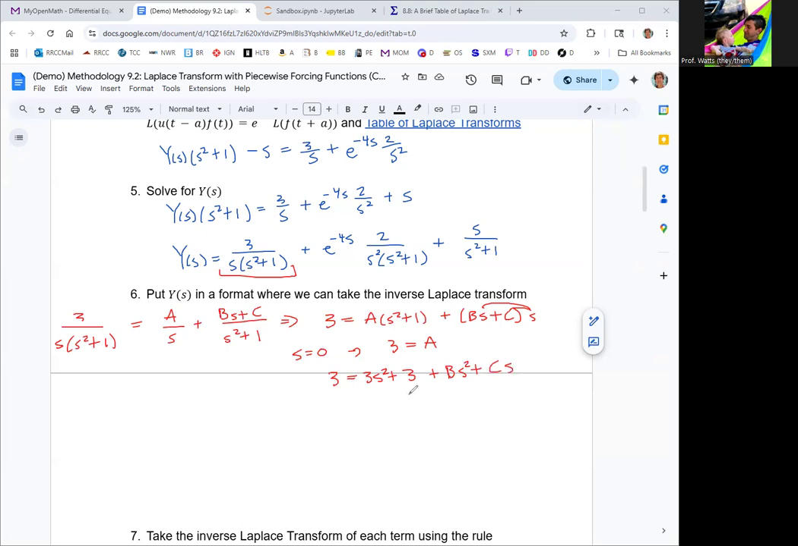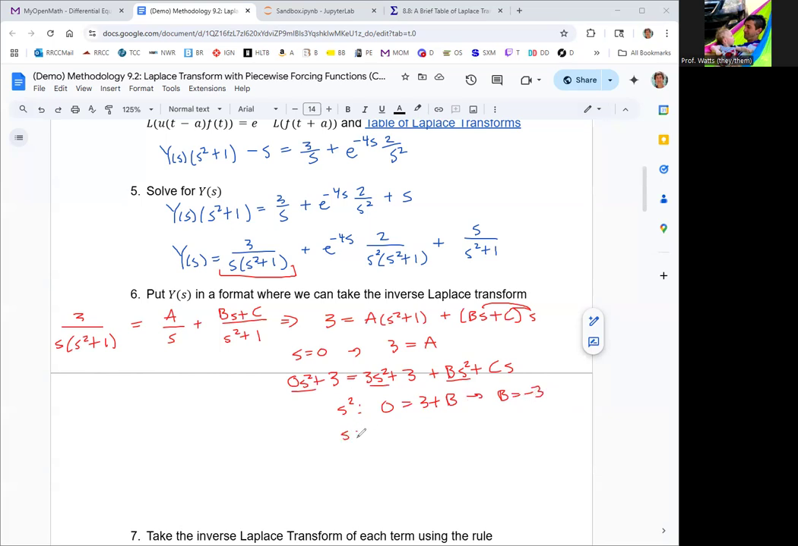And then you can set up or equate like terms. So you can get an equation for the s squared terms. There's no s squared term on the left, so it's kind of like there's a 0 s squared. So 0 equals 3 plus b, right? So those are the quadratic terms, and this tells you that b equals -3.